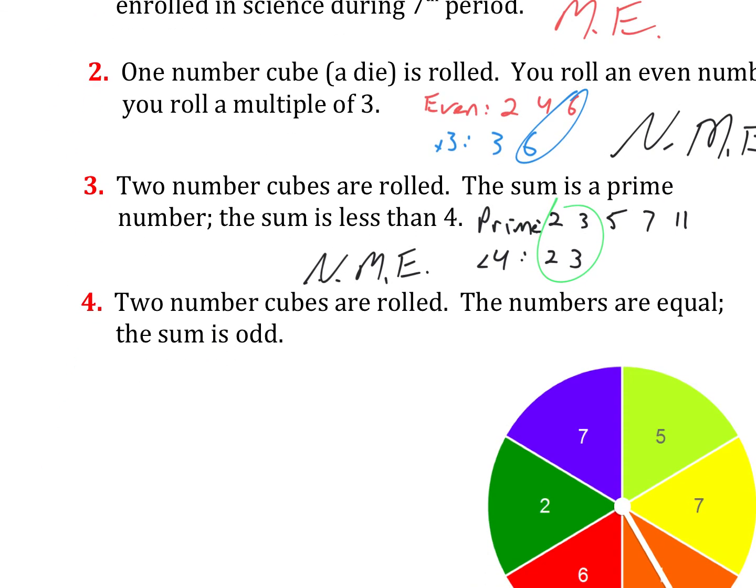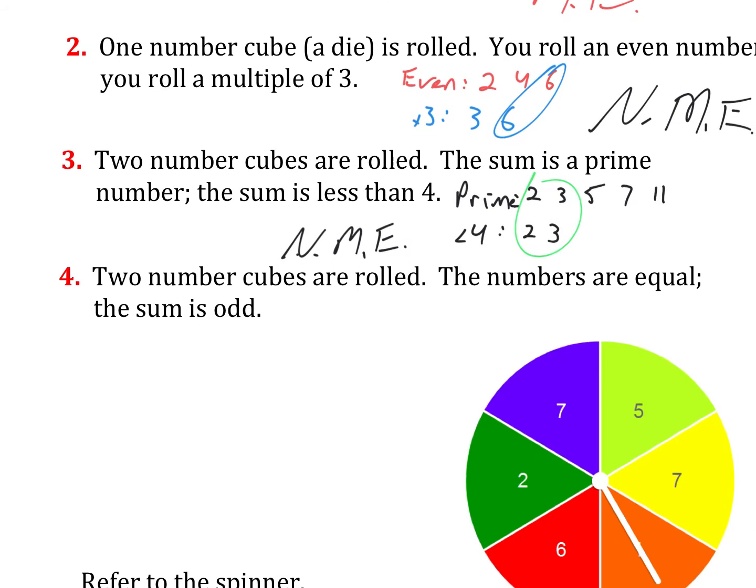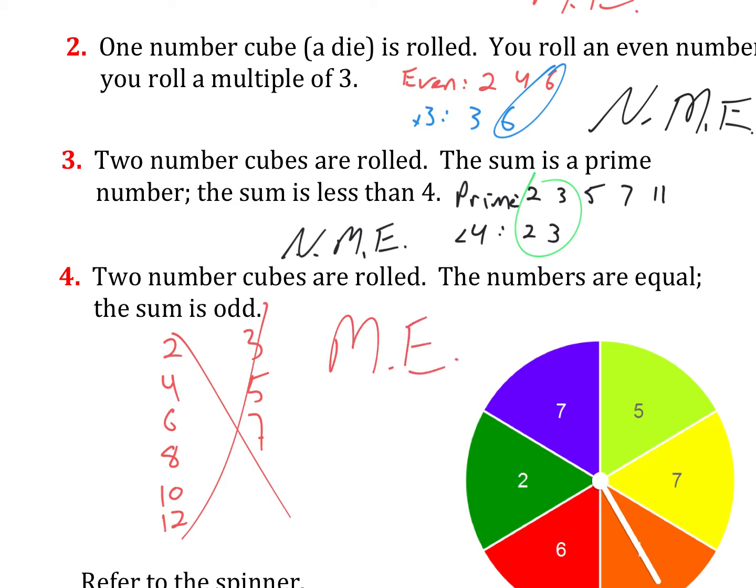Two number cubes are rolled. The numbers are equal. So that means they're both 1s or they're both 2s or both 3s. And the sum is odd. Well, if I roll two 1s, I'd have a sum of 2. If I roll two 2s, I'd have a sum of 4. If I had two 3s, a sum of 6. Two 4s, a sum of 8. Two 5s, sum of 10. Two 6s, sum of 12. There are no odd numbers in here. So these two things are mutually exclusive. There was no overlap there. Each list is exclusive from the other.